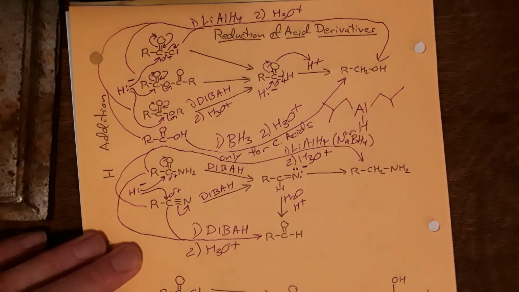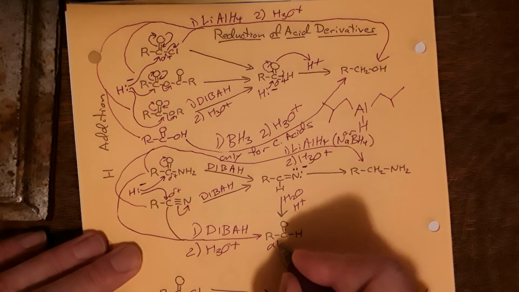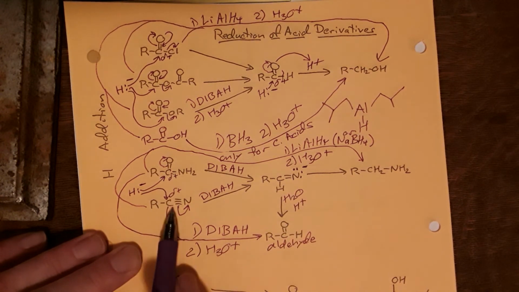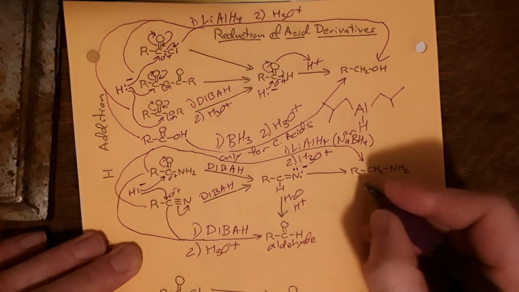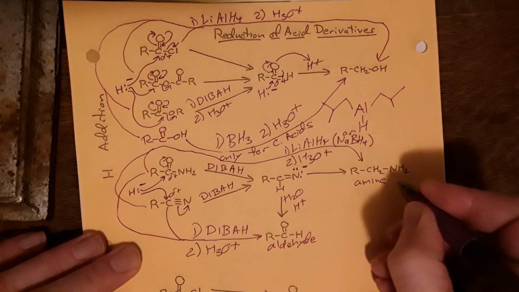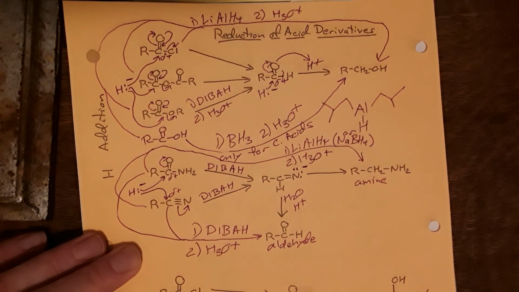So if you wanted to make an aldehyde as a final product, you could convert either of these functional groups into that. If you wanted to make an amine as a final product, then either of these functional groups can be converted into the amine as well.